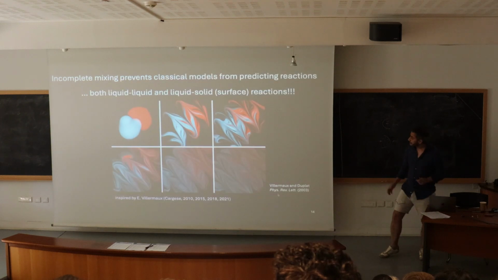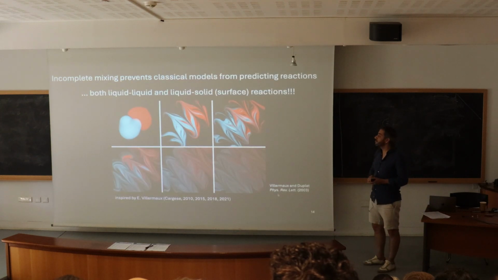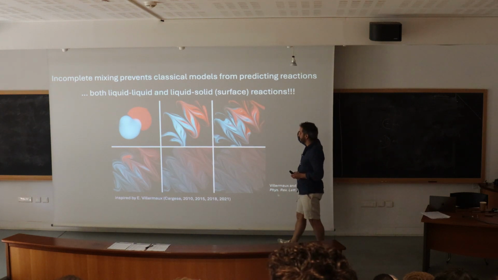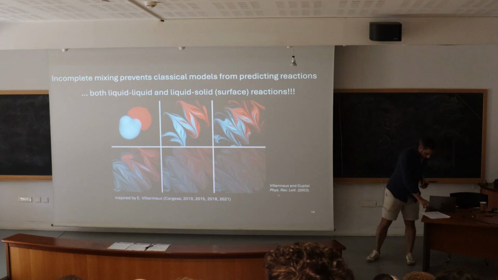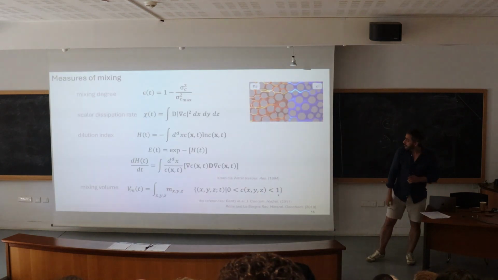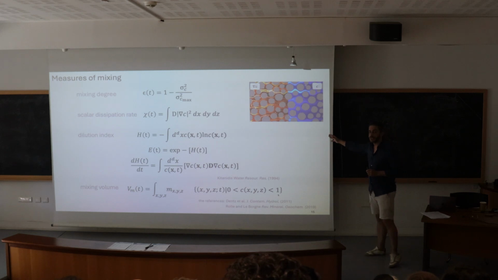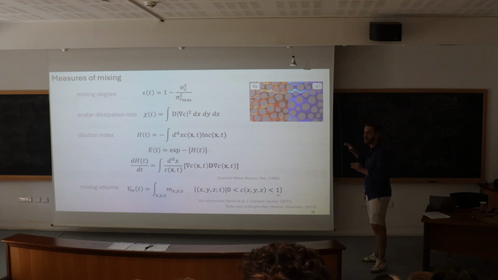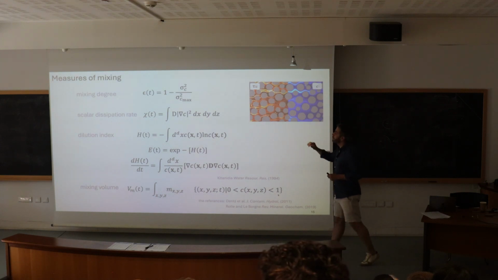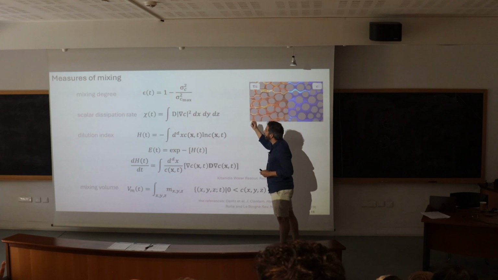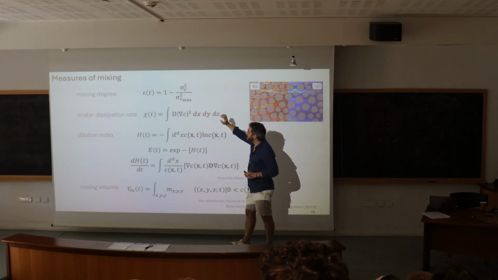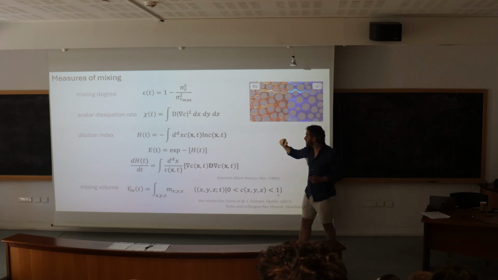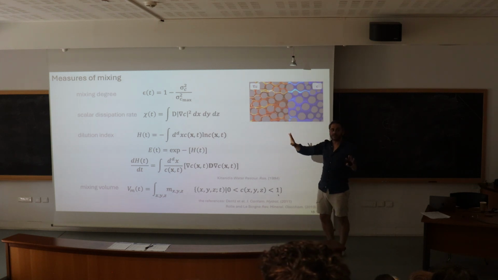So, incomplete mixing prevents classical models from predicting reactions, not only liquid-liquid, but also liquid-solid surface reactions. Okay? So, for measures of mixing, again, several definitions, many different ways have been proposed. Let me go through them very briefly because we're going to use them also later. Mixing degree, which is an indicator of the mixing that is happening in the porous medium based on the variance of concentration. Scalar dissipation rate, which is a way of how the concentration gradient depletes with time, is a measure of that. Just so that we are all on the same page.